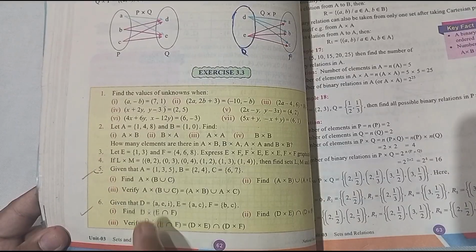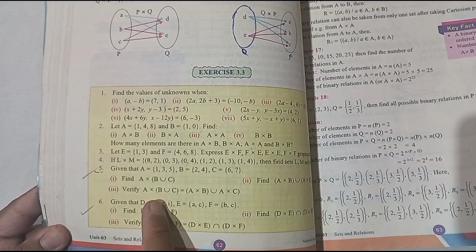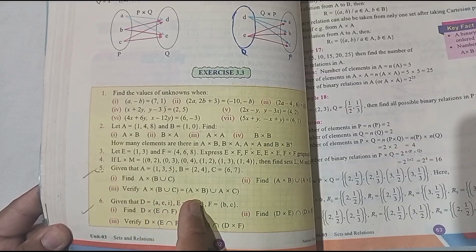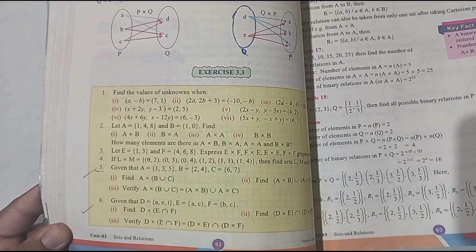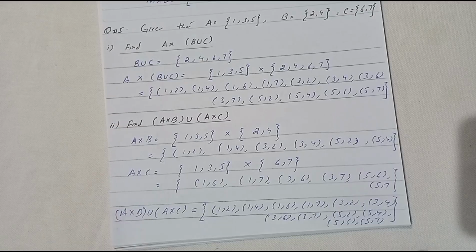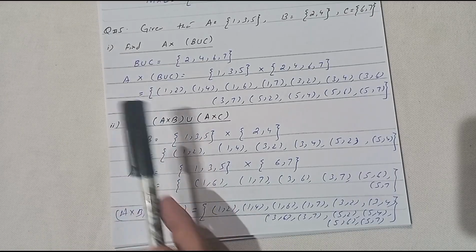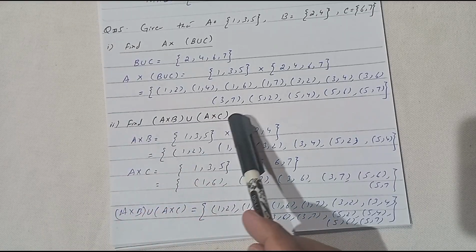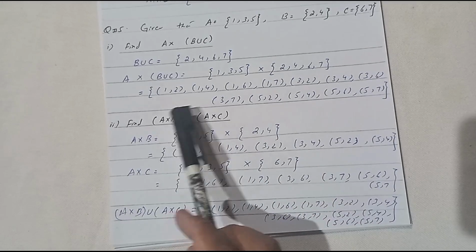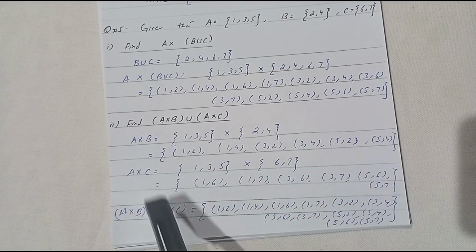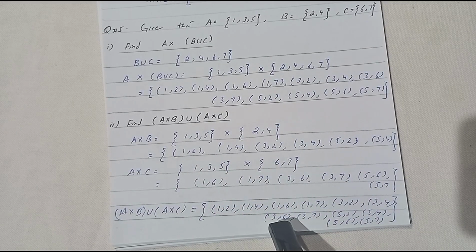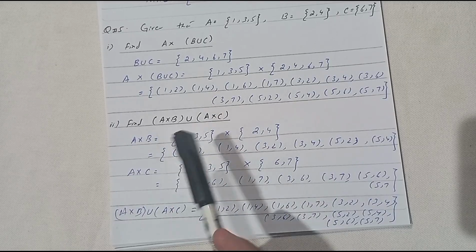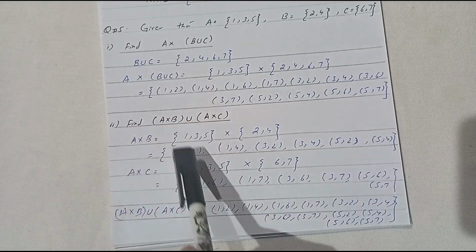Now we have to verify the third part, that is, the cross product of A and B union C equals the union of the cross products A cross B and A cross C. As you can see in the first and second parts, we found both the left and right hand sides of part three. So from 1 and 2 we can see that the answer contains the same 12 elements. So it is verified from the first and second parts. The third verification is done.